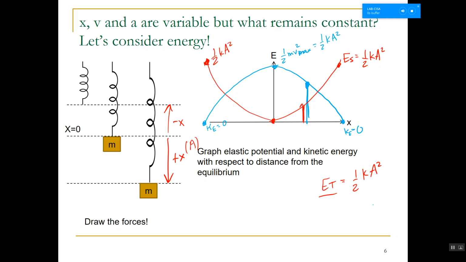So here, if I were to give it an expression, I would say it's 1/2 kx squared. Okay, I'll just do it in red. And here, it's going to be 1/2 mv squared, and you can say that 1/2 mv squared plus 1/2 kx squared is going to be equal to 1/2 kA squared at any point.